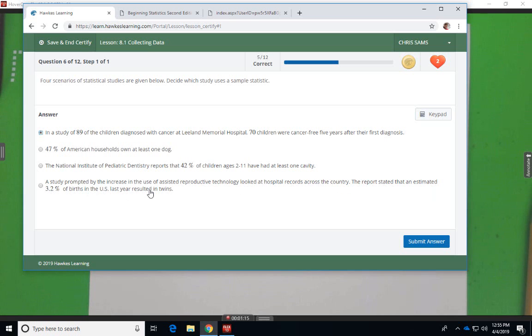So again, this uses all hospitals, this uses all children 2 to 11, this uses all American households. This is the only one tied to a numerical value, that's a sample, 89 of the children diagnosed and then 70 with cancer-free. So A looks like the best choice to be a sample statistic.